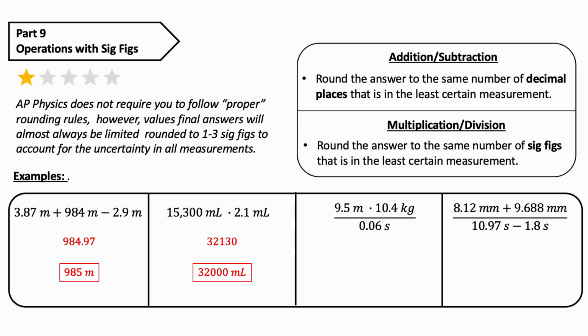So my final answer is 32,000 milliliters. That should be milliliters squared since I am multiplying 2 milliliters together.